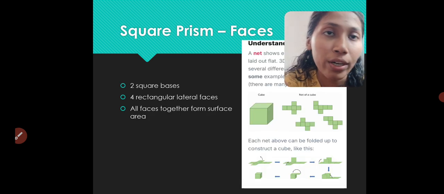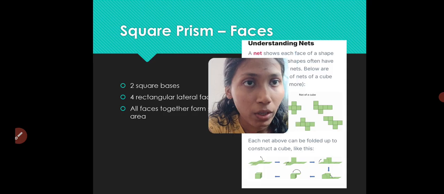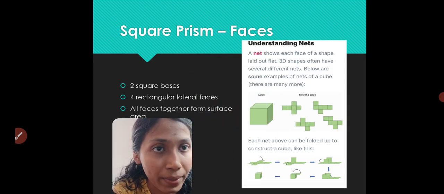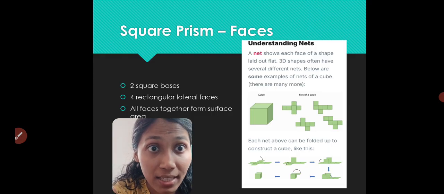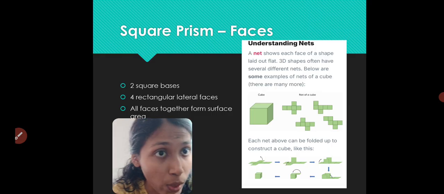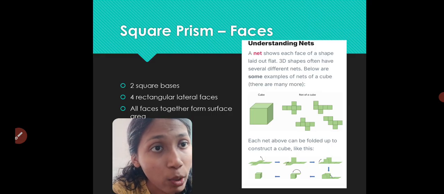So here we are going to discuss the square prism. Before that, look at this picture. It's a cube, and it has 6 faces which are the same shape, that is, square. When it is opened, it looks like this.